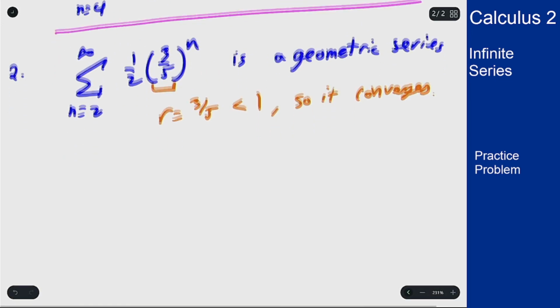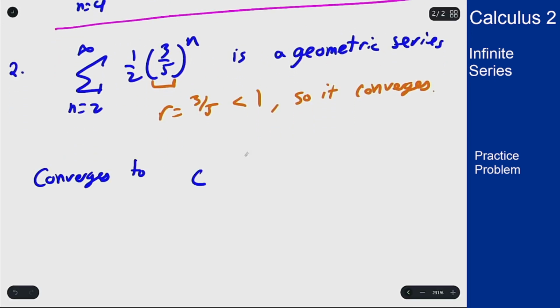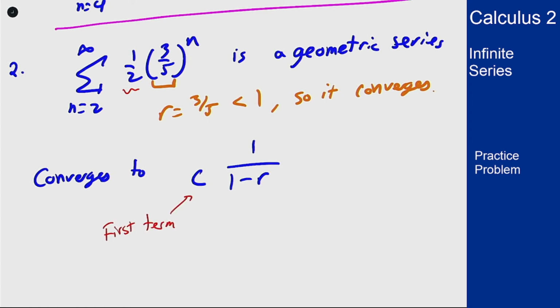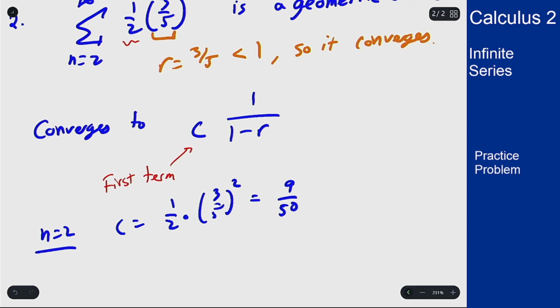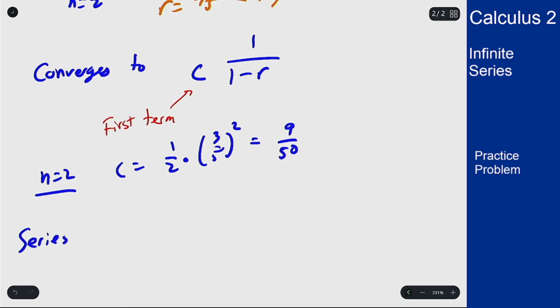Well, it converges, by the formula, to c times 1 over 1 minus r, where c is not just the c here, it's the first term of the series. And so in that case, our first term here occurs at n equals 2. So if n equals 2, the term that I get is 1/2 times 3 over 5 squared, which is going to be 9 over 50, because I have a 9 on top and 2 times 5 times 5 on the bottom. And then my r is again 3/5, so the series here converges to 9 over 50 times 1 over 1 minus 3/5.